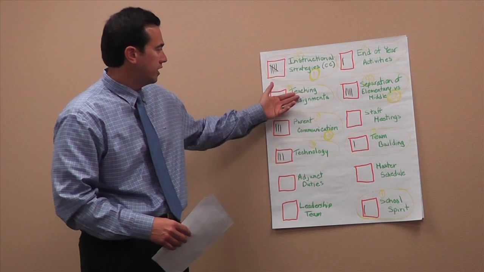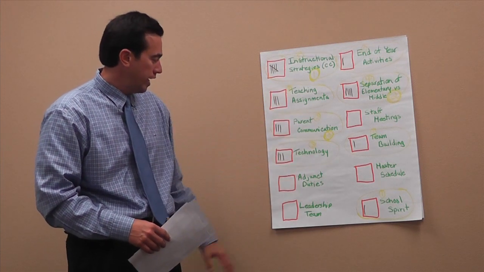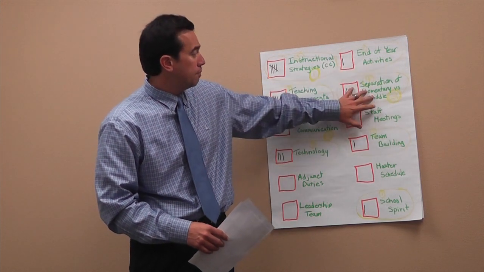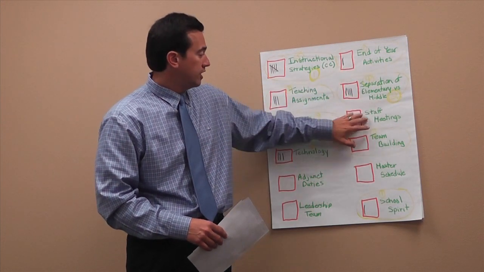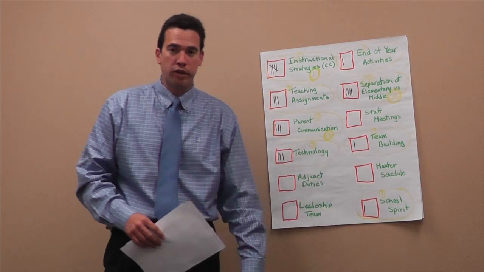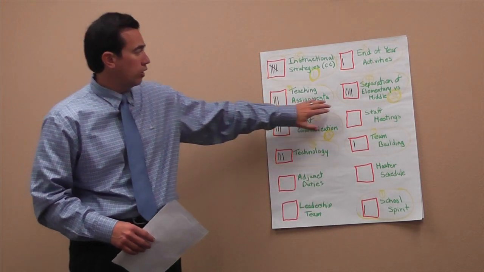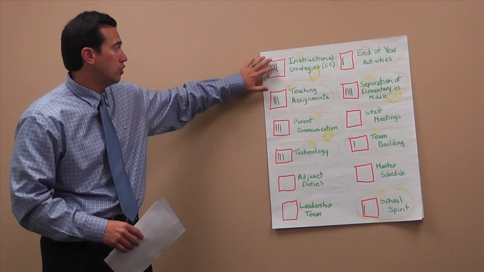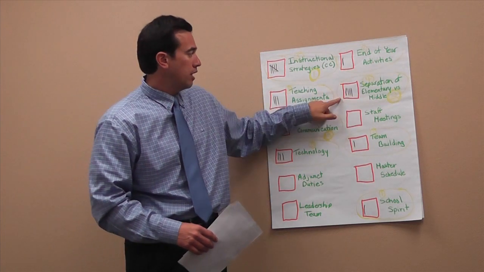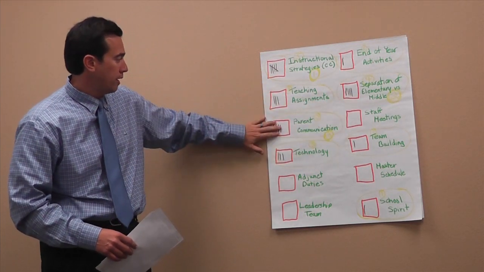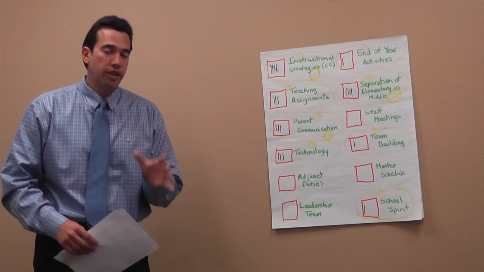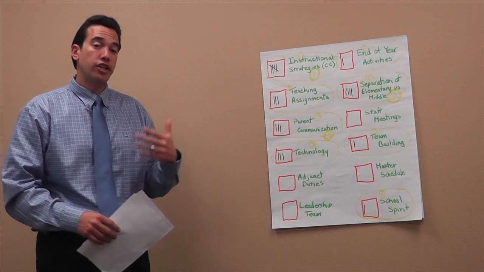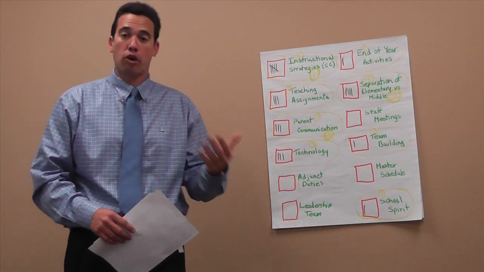Instructional strategies, teaching assignments, parent communication, technology, adjunct duties, the development of the leadership team, end of year activities, separation of the elementary and the middle school, staff meetings, team building, master schedule, and school spirit. You're going to see that we have numbers listed next to the biggest issues that we felt we wanted to address: instructional strategies, the separation of the elementary and the middle school, teaching assignments, parent communication, and technology. These were the issues that the five of us deemed as issues we would like to use the IB approach to work through.